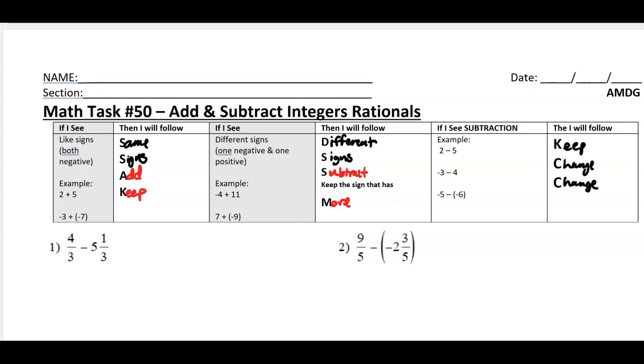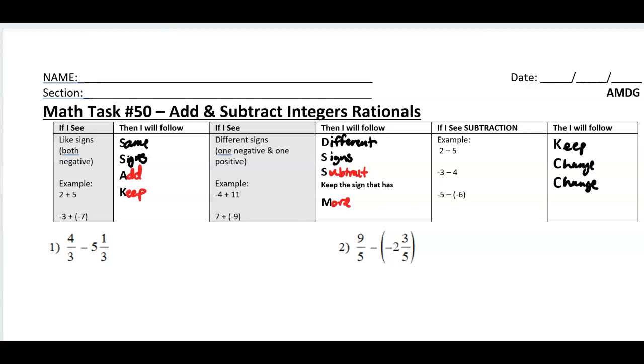Today we're going to add and subtract integers, but this time they're going to be in rational form, so fractions or decimals. So we know if we have same signs, we add and keep the sign. If we have different signs, we subtract and keep the sign that has more. Now remember, when we see subtraction, only when we see subtraction do we need to use keep, change, change.